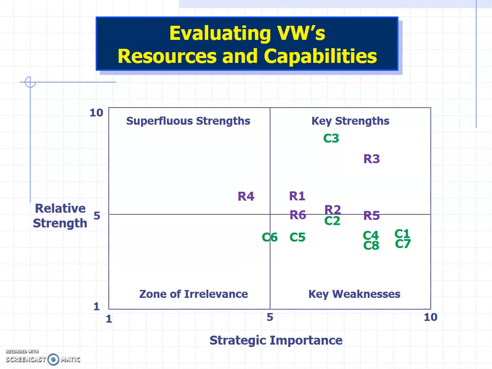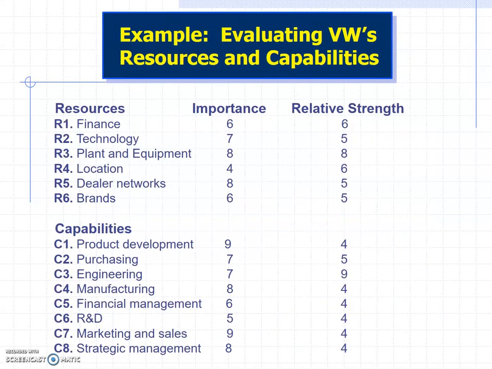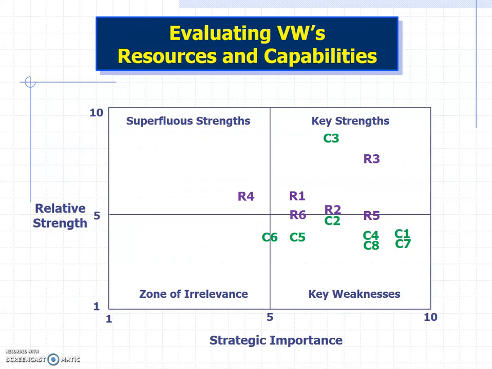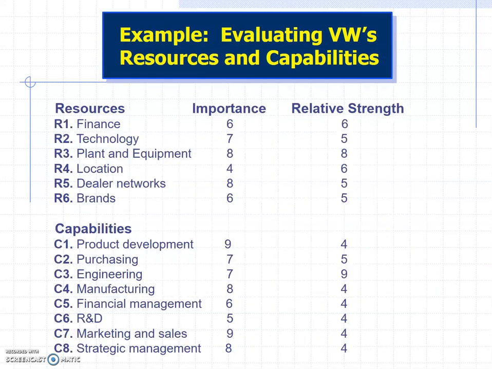The key weaknesses are C1 and C7. So we've got one superfluous strength, R4, and we've got almost an irrelevant weakness, C6. But our key strengths are C3 and R3. What was that? C3 was engineering, and R3 was plant and equipment. Key weaknesses were C1 and C7.